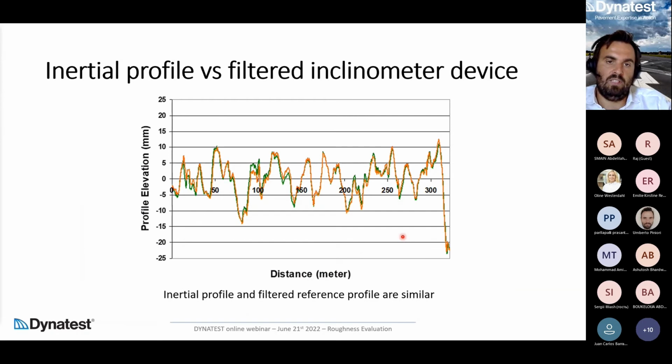Here is a graph that reports a comparison of a profile collected by an inertial profiler like the RSP and a static device like an inclinometer. If you see, both systems collect a very similar profile. This means the inertial profiler can, since the inclinometer or the static device is recognized to collect the true profile, we can say the inertial profilers are going to collect the true profile for roughness purposes.